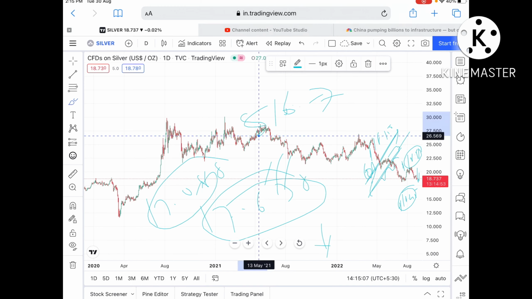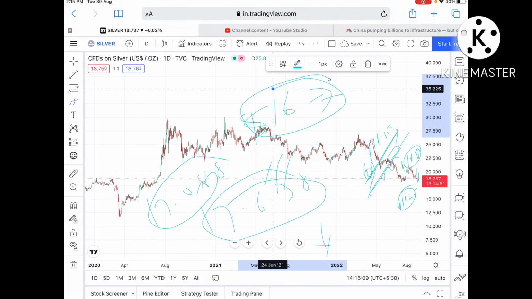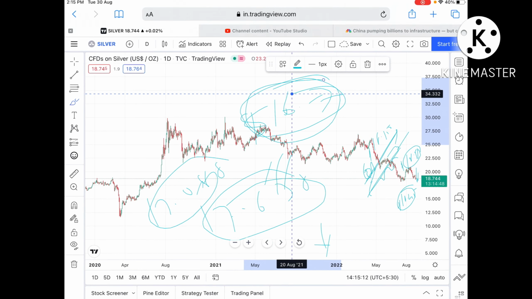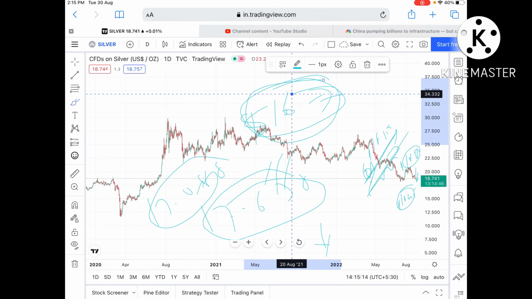Once the price falls below this level, you can check my previous video where I explained where it can move if the price falls below $16.7. Any doubt regarding this, you can mail me.